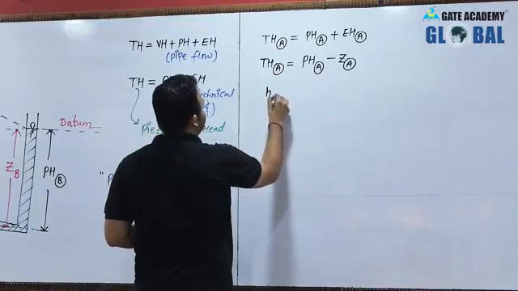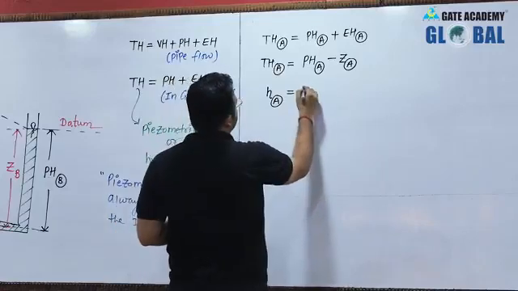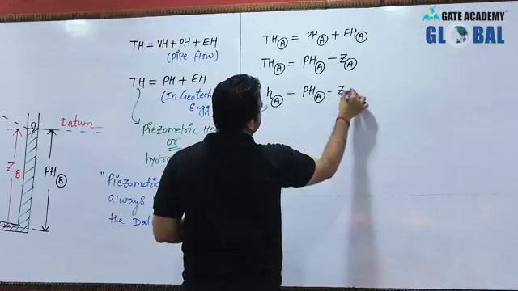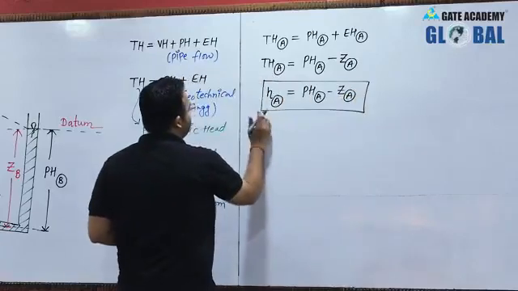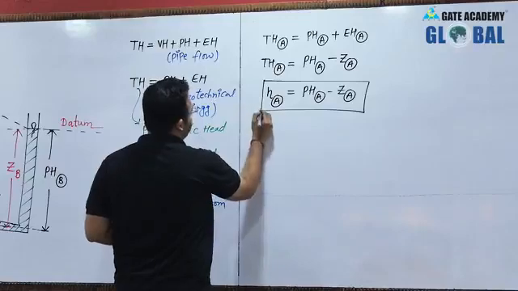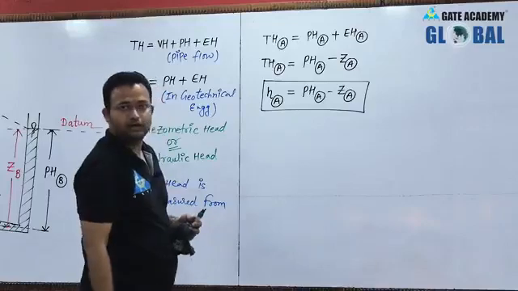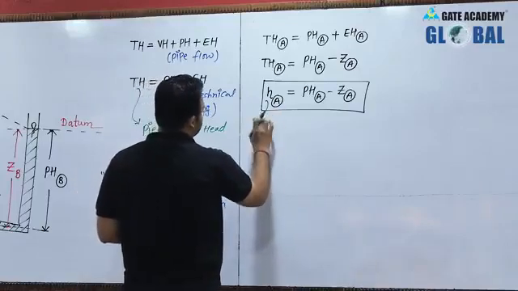The hydraulic head at A is small h equal to pressure head at A minus elevation head at A. This is the hydraulic head. I am denoting it by small h, meaning I am talking about hydraulic head, nothing but your piezometric head or the total head. Clear? So this is called your hydraulic head.